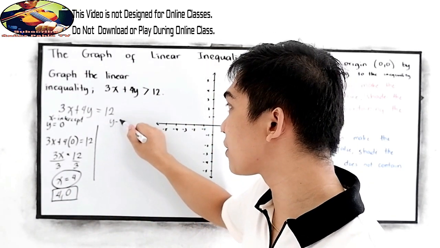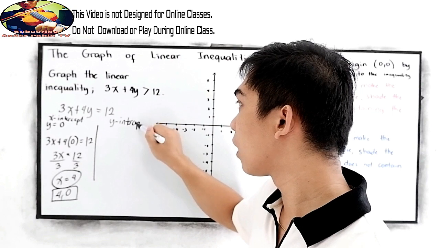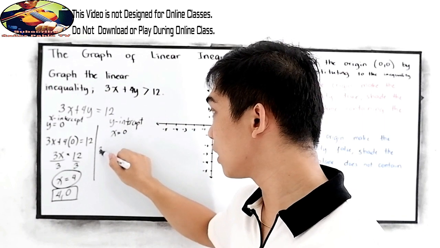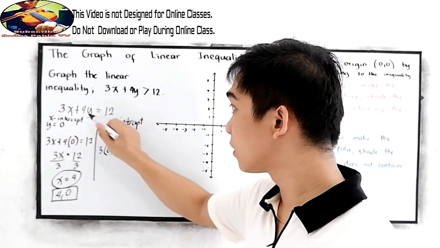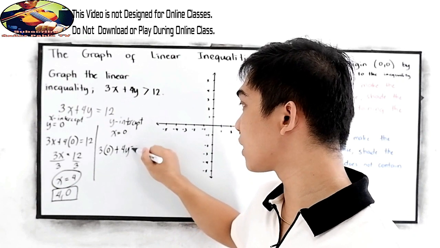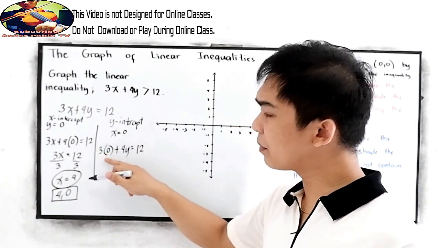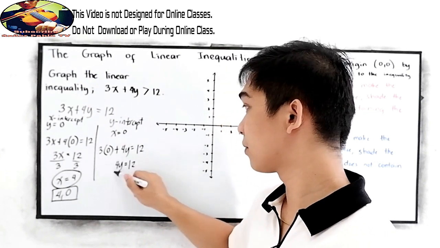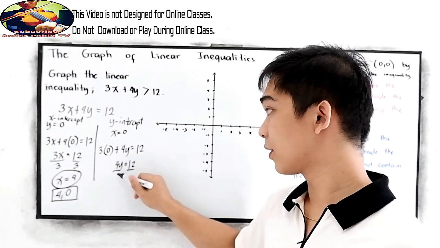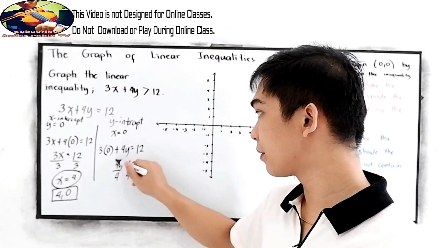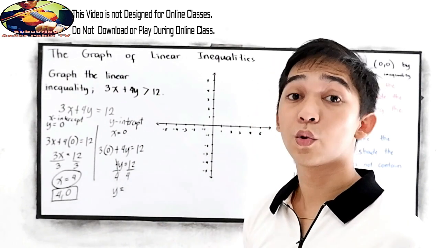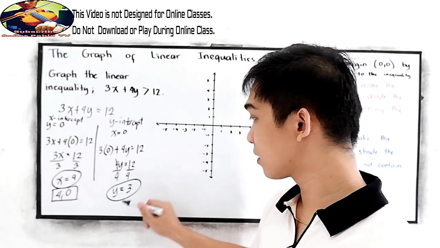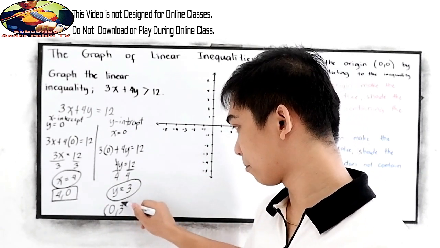Now to find the y-intercept, let x be equal to 0. So 3 times x is 0 plus 4y is equal to 12. 3 times 0, that is 0. Now we have 4y is equal to 12. To get y, we need to divide by 4. Y is equal to 12 divided by 4, that is 3. So our y-intercept is (0, 3). Okay.